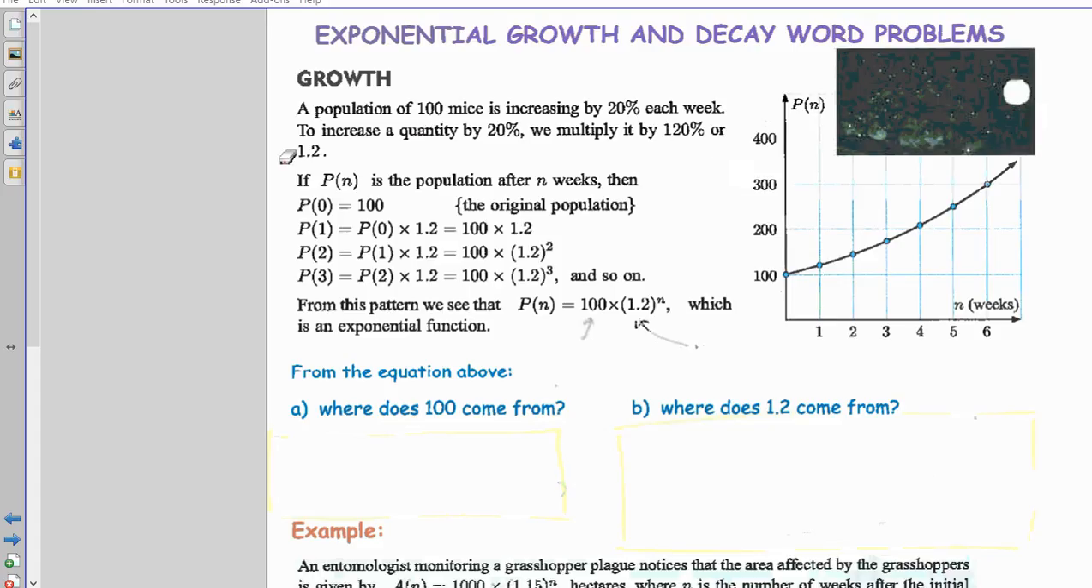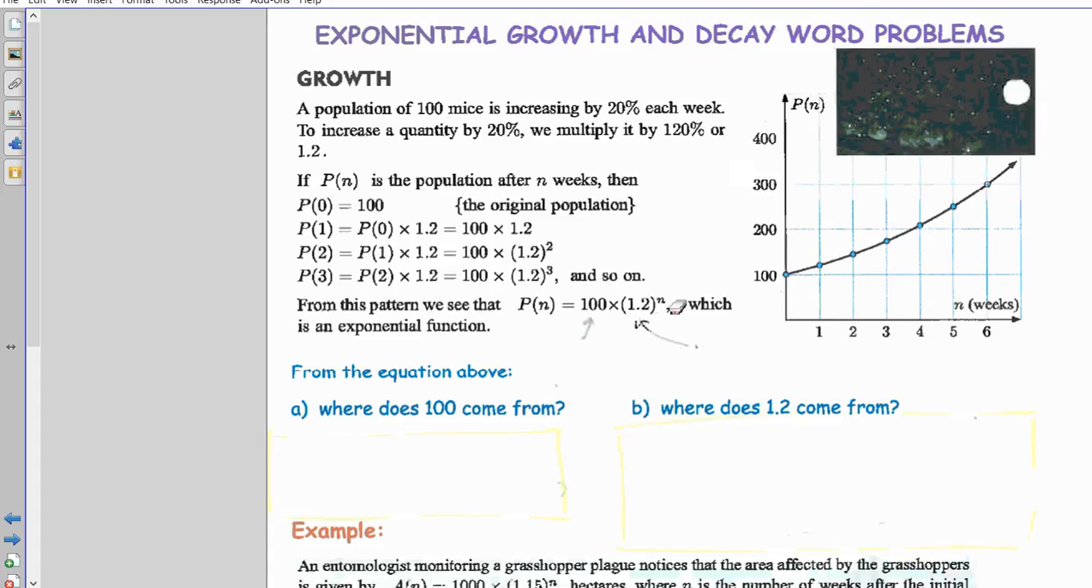So if P(n) is the population after n weeks, then P(0) is 100, the original population, because it starts with 100 mice, so the first point would be 100. P(1), you would have to plug that in. P(0) times 1.2, 100 times 1.2, will give you that answer, and so on. From this pattern, we see that the function that we want is 100 times 1.2 to the power of n.